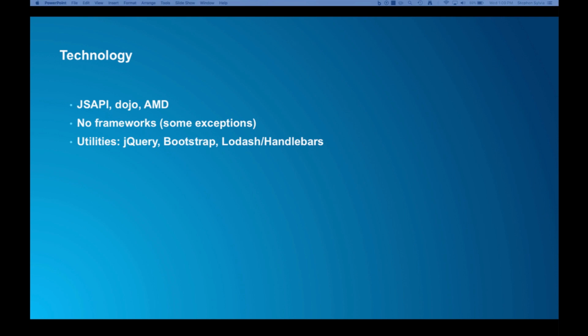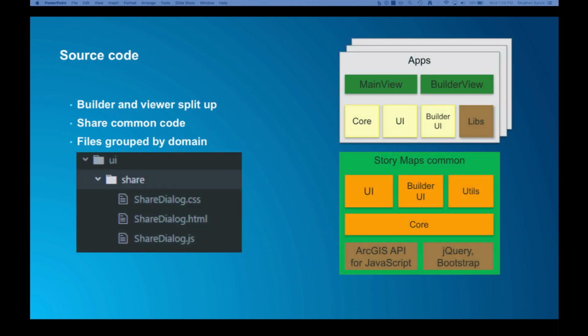the HTML templating. And then more specifically with how our code works, we tend to split up the builder and the viewer code in terms of kind of the guts of the application. And so for viewer, you'll see it kind of like this diagram shows on the right with main view and builder view. Those are the pieces that really drive the application at its core.